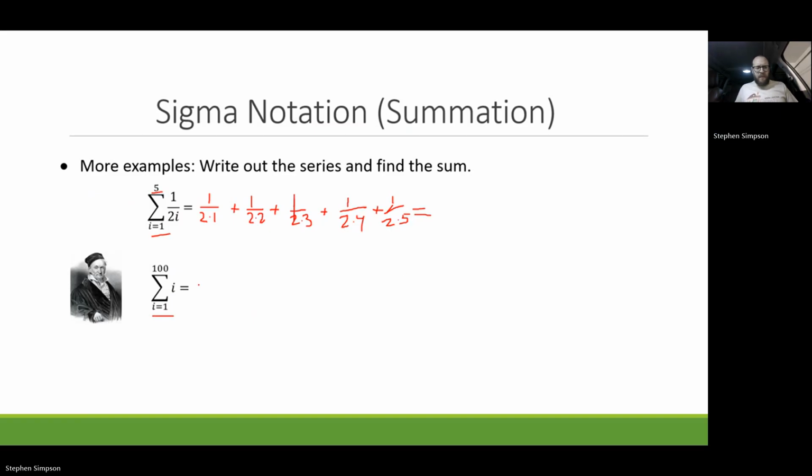Here, we start with 1, and our formula is just I. So the first term is just 1. And then for the second term, when I is 2, we plug in 2 for I, and we just get the number 2. And so forth. Skip a few. And then there's a 99 and then a 100 somewhere. And I just have a feeling that this adds up to 5050. Just a feeling, a hunch.